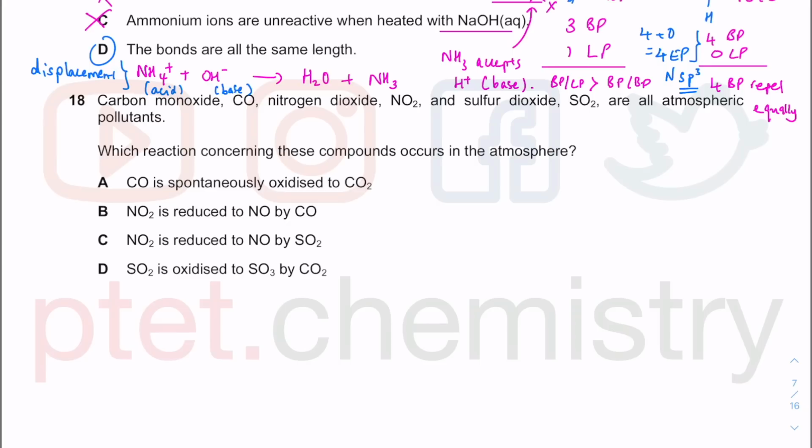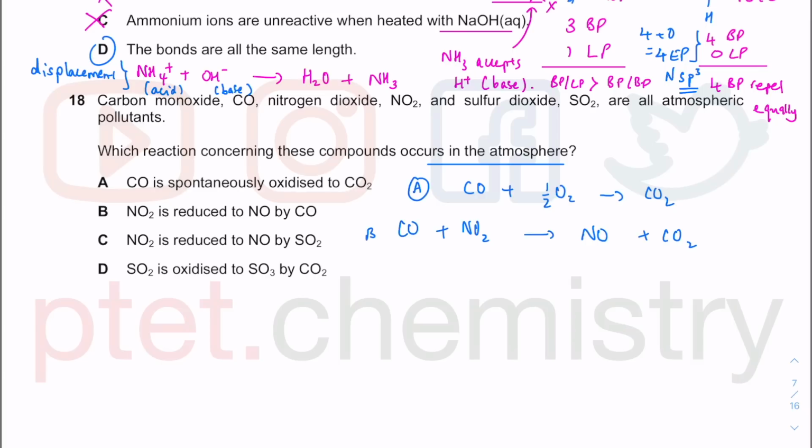Which reaction concerning carbon monoxide, nitrogen dioxide, and sulfur dioxide occurs in the atmosphere? The CO is spontaneously oxidized to CO2. Okay, so let's write some equations. The word there is spontaneous, and then the NO2 is reduced to NO by using CO, and then what could we get? We get CO2 like that. Okay, so the CO steals away the oxygen and becomes CO2.